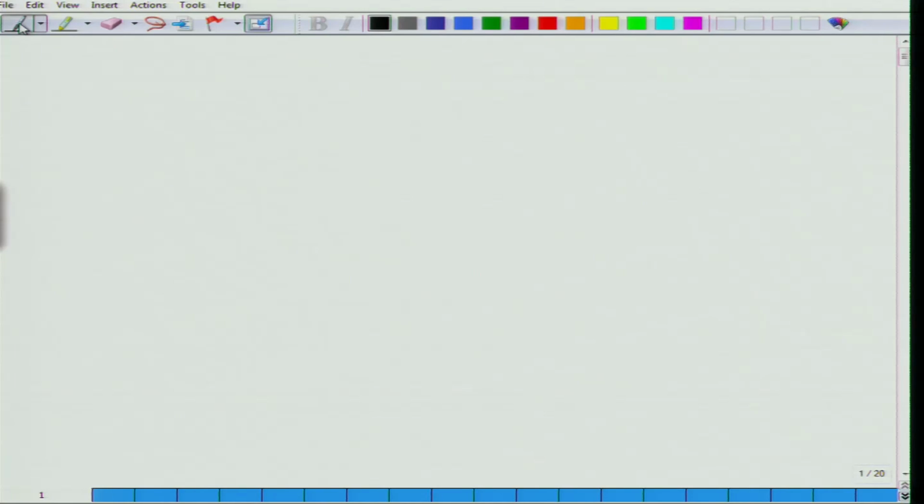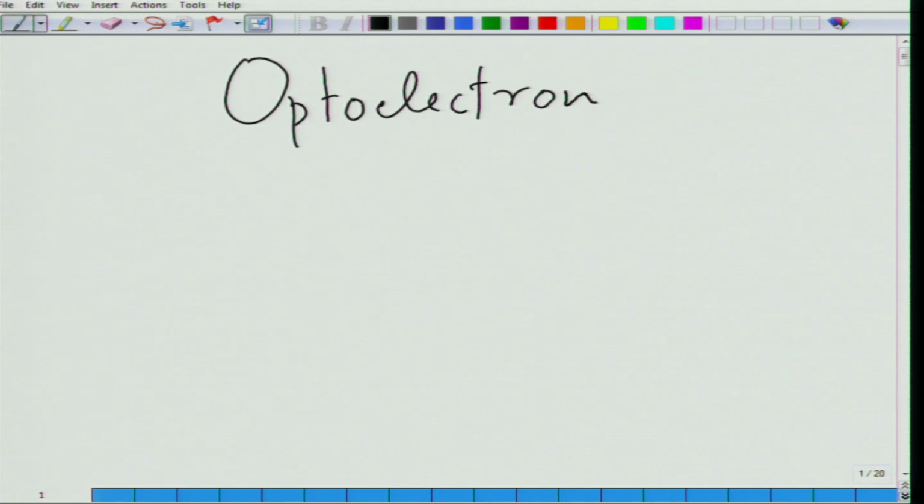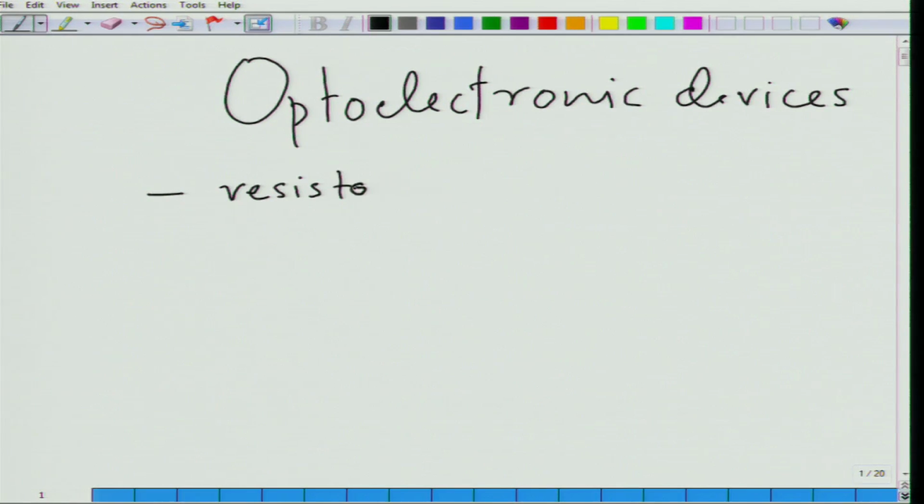Good morning. Today we will start on the last module of this course, basically making devices using electronic materials. In this module we will be covering optoelectronic devices. Basically, in any electronic circuit we have three types of basic devices: a resistor, a diode and a transistor.